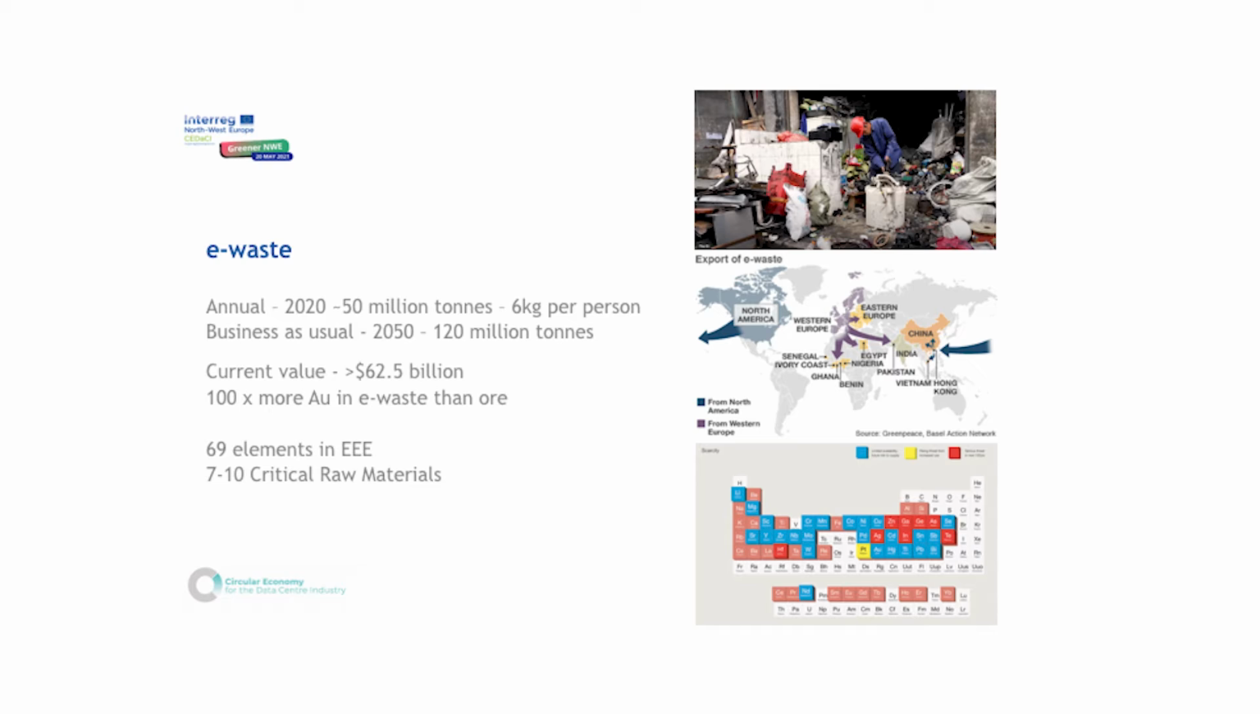But you can see in EEE, electrical and electronic equipment, there are about 69 elements, 7 to 10 of which are critical raw materials. In other words, they are of very high economic value and very, very important technically, particularly to electrical and electronic equipment. And at the moment, a lot of those are being lost in landfill or so forth.